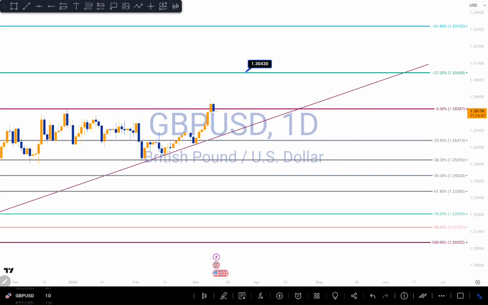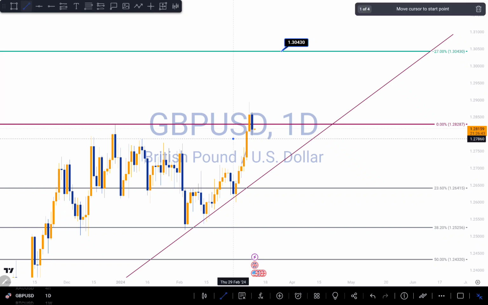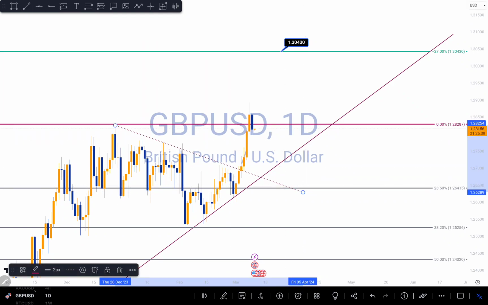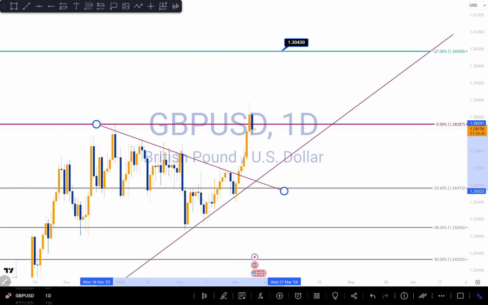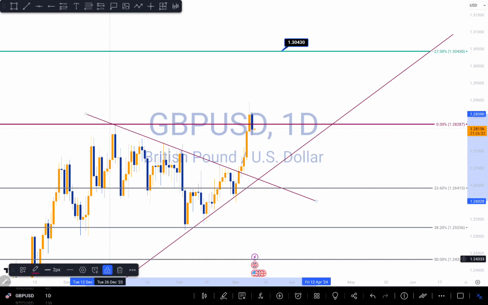Let's go to my daily time frame and see what we are looking forward to right now. I would like to draw a line right here, just to show us that we have this counter trend line right here, right?